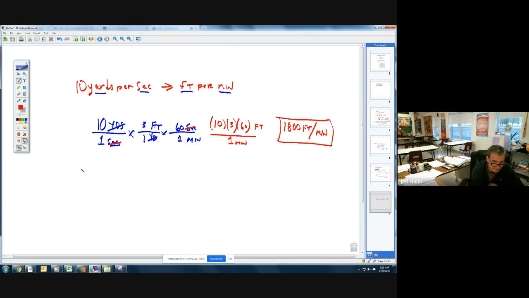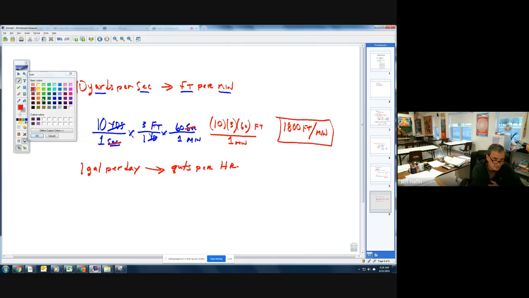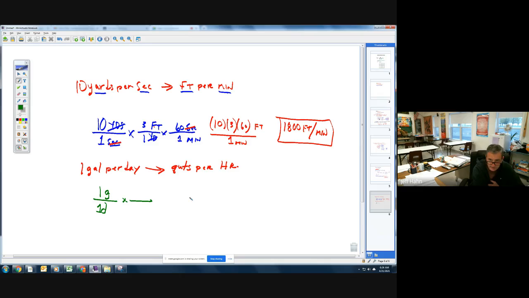1 gallon per day. I want to change 1 gallon per day into how many quarts per hour. So I take what I know, 1 gallon per day, and I'll put the numbers there. I need to change both the gallons to quarts and the days to hours. Let's do the days to hours first. Since days is on the bottom here, it has to go on top over here, and hours would go on the bottom. There are 24 hours in a day.